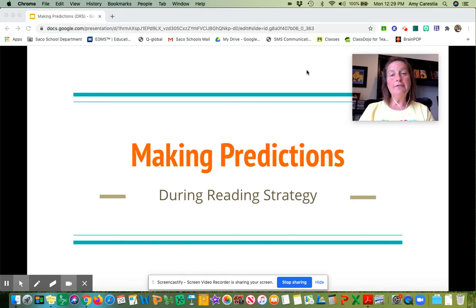It's a little different with nonfiction and fiction, but technically you can still make predictions while you're reading a social studies article or a science article.